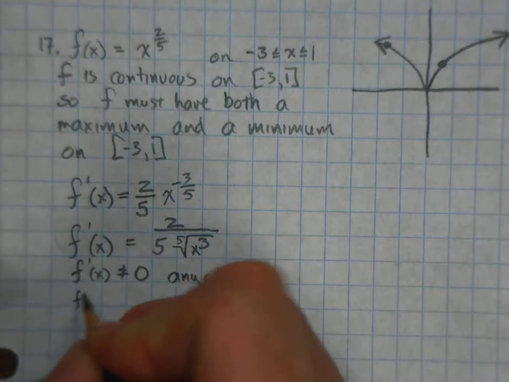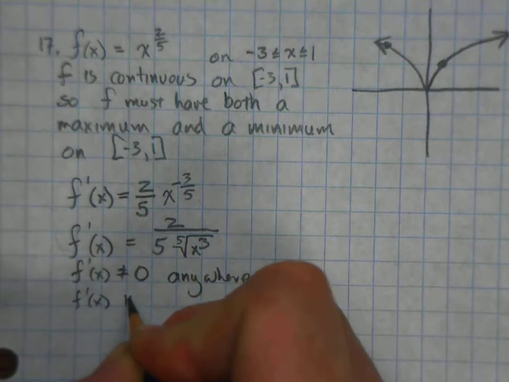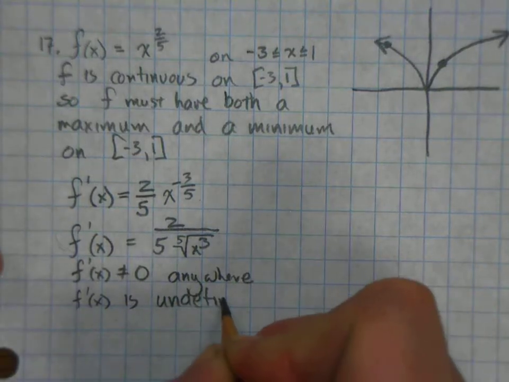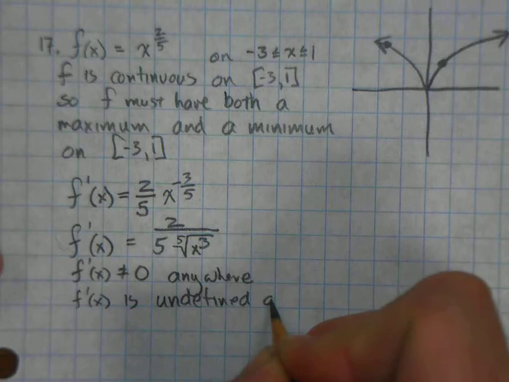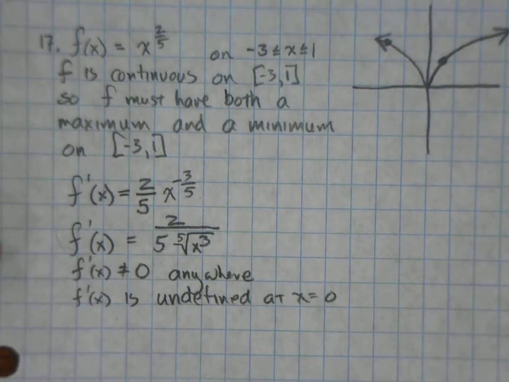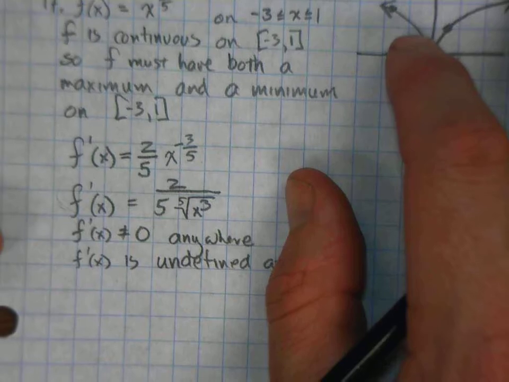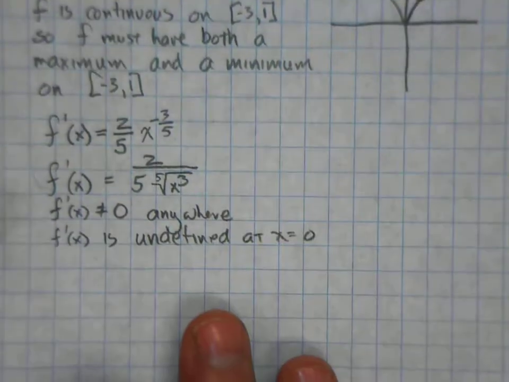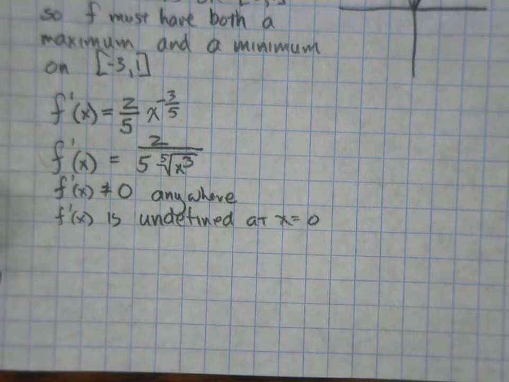But f prime of x is undefined. Do you see it? At x equals 0. When x equals 0, we'd have 2 over 5 times 0. That's 2 over 0. We call that undefined. So we have 3 places where we need to test how large f is. Do you know what they are?